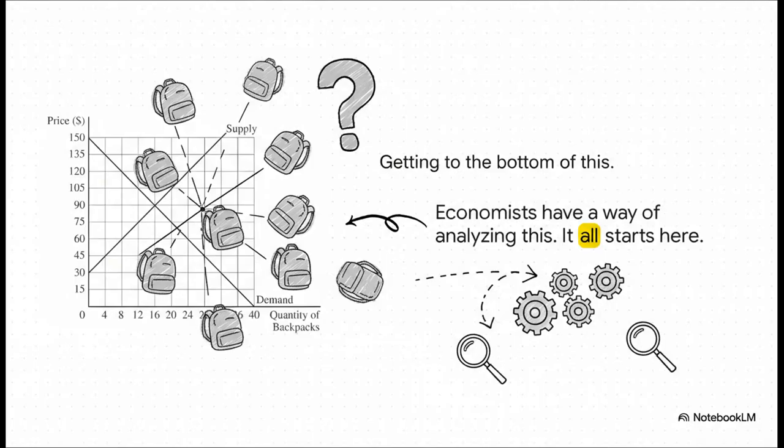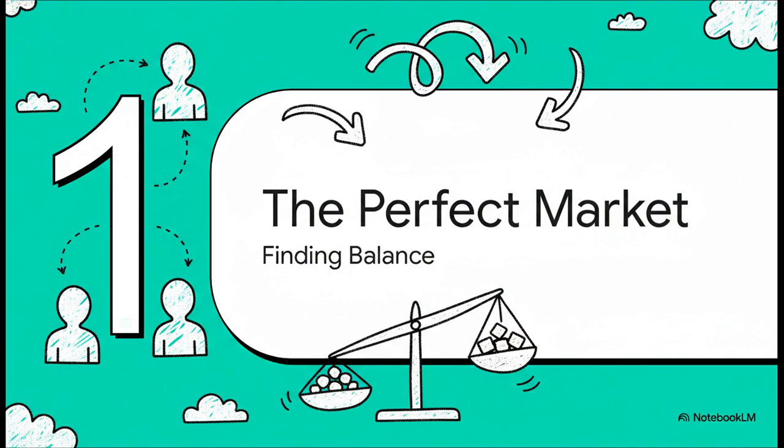To really get to the bottom of this, economists have this fundamental tool. It's the supply and demand graph. And yeah, I know it looks simple, just two lines crossing. But this little chart is the key to unlocking the entire story of pretty much any market, including our market for backpacks. So first up, let's just imagine a world with zero interference.